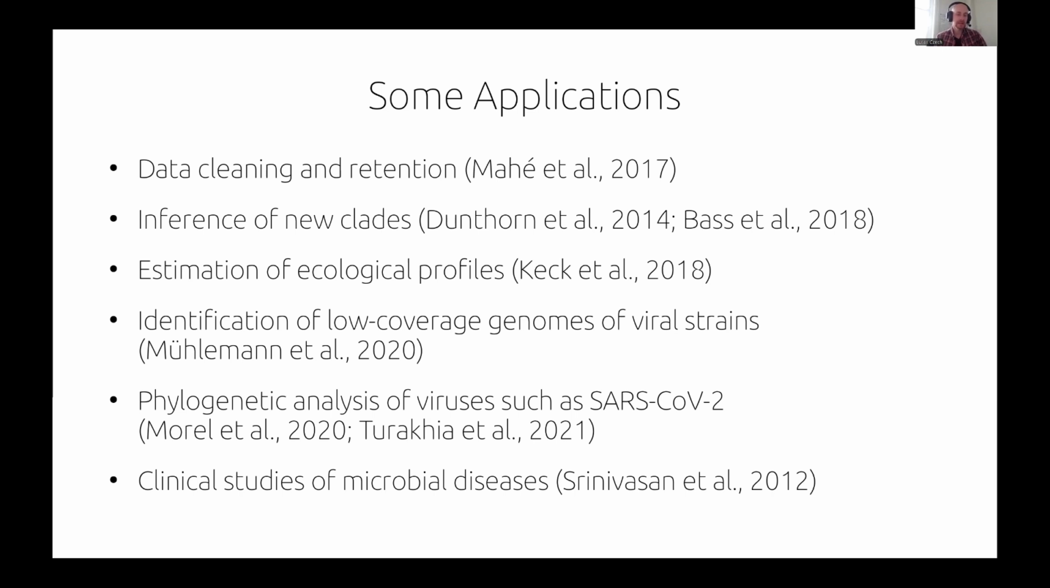Then other applications that have been used in the past include inference of new clades. So if you have a distant cousin of a clade that hasn't been described well in reference databases, phylogenetic placement can help to make sense of these and put them in a phylogenetic context. It can be used for the estimation of ecological profiles, identification of low coverage genomes of viral strains, for example this virus data set that I mentioned before. And one data set that I've worked with before, clinical studies of microbial diseases. This data set we'll have a look at later on. This is human microbial data that we will have a look at later as a really orderly data set that gives some really nice results.